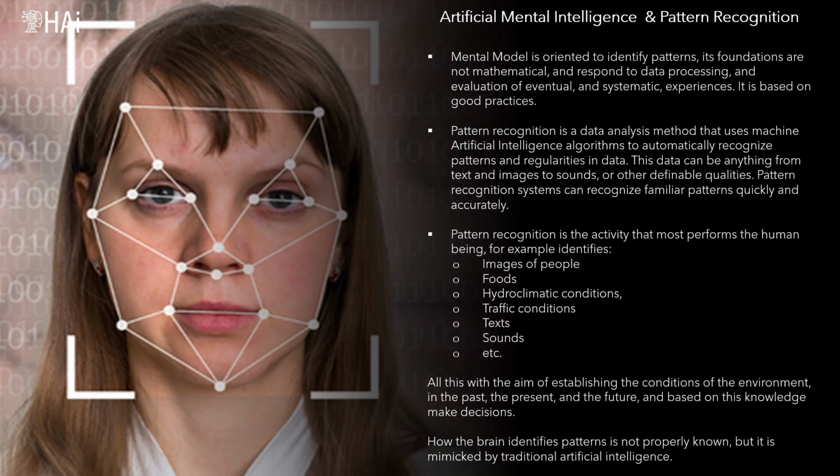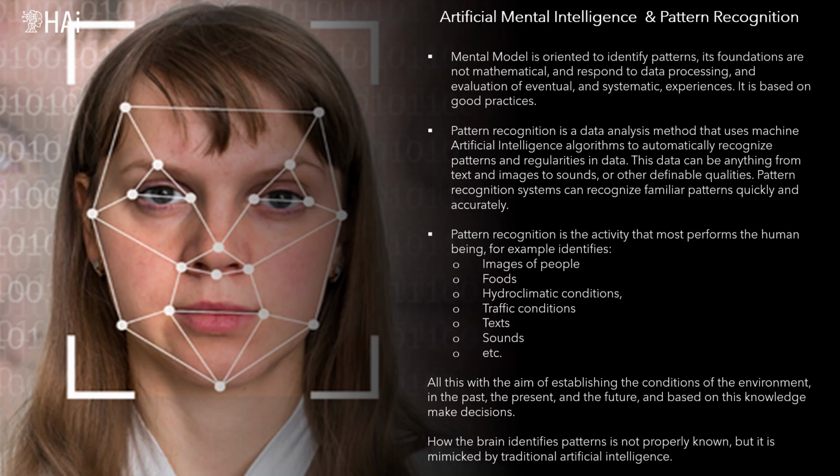High associates image processing with mental intelligence and pattern recognition. Mental model is oriented to identify patterns, its foundations are not mathematical, and respond to data processing and evaluation of eventual and systematic experiences. It is based on good practices. Pattern recognition is a data analysis method that uses machine artificial intelligence algorithms to automatically recognize patterns and regularities in data. This data can be anything from text and images to sounds, or other definable qualities. Pattern recognition systems can recognize familiar patterns quickly and accurately.